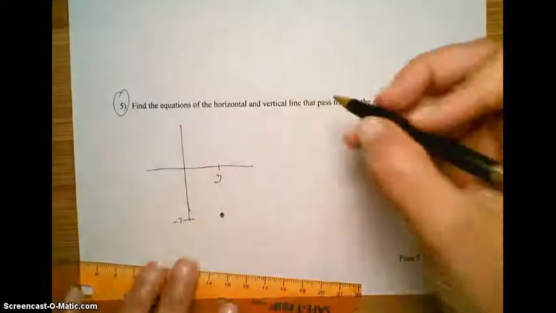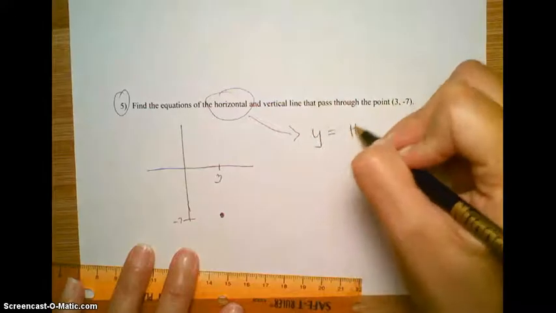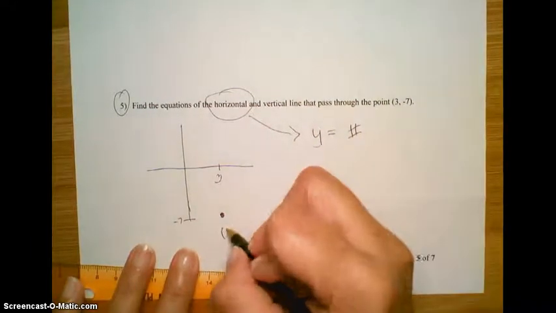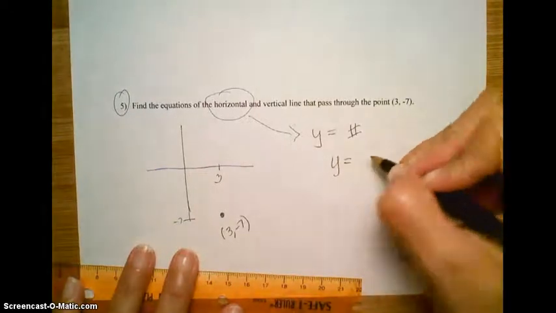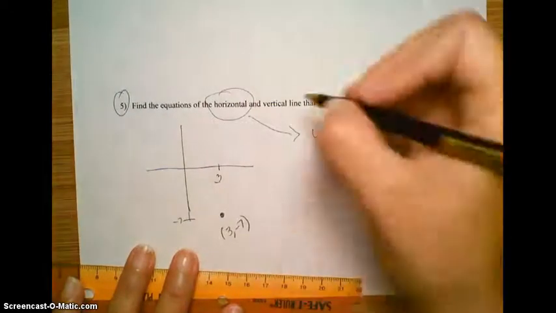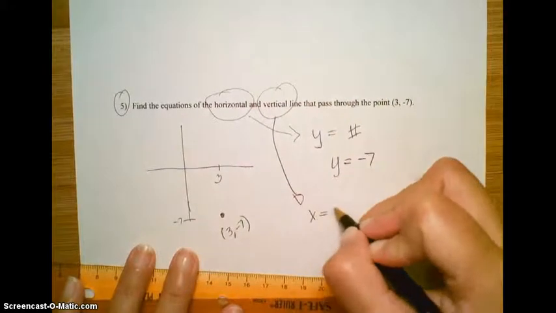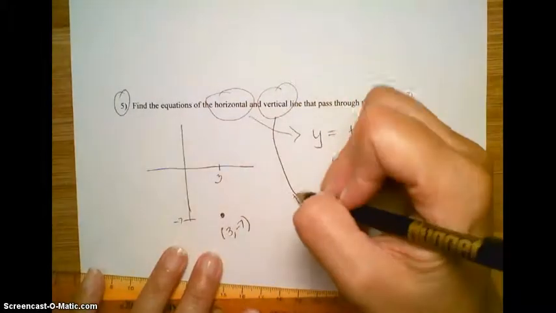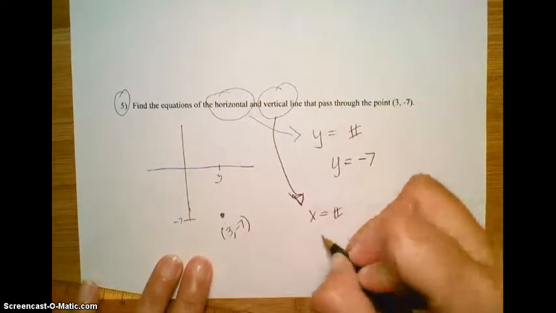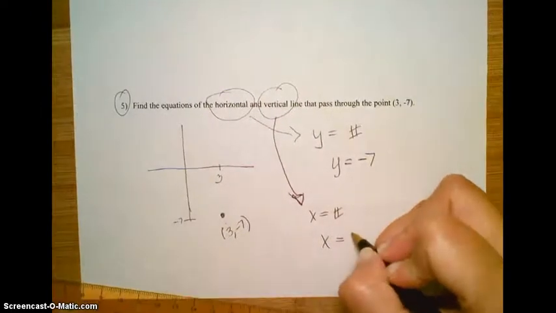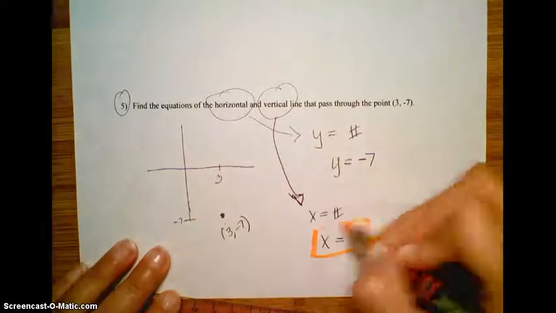So again, let's start with the horizontal. Horizontal lines are always y equals a number. So if you want to pass through 3, negative 7, y would equal negative 7. Vertical lines are always x equals a number. And again, if you want to pass through that point, x would have to equal 3. And that's the end of that, and that wraps up this video.